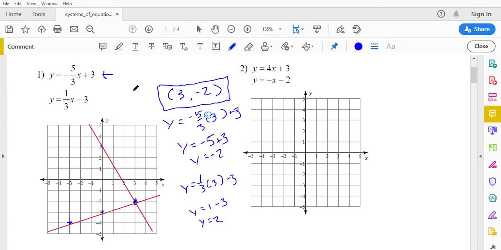So again, our big unit that we're talking about is systems of equations. And so we have a system here. We have two equations. We have two variables, x and y, and we just solve for both of them.